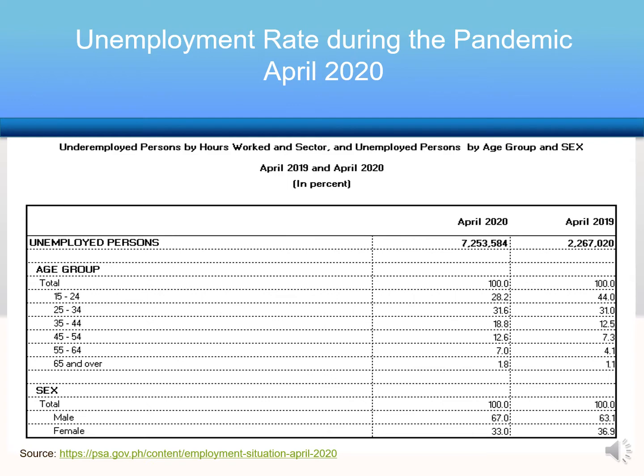The figure rose from 5.3% in January and 5.1% a year ago, which meant an additional 5 million people without work. This is a record high in the unemployment rate, reflecting the effects of the economic shutdown to the Philippine labor market due to COVID-19. As we can see in the table, two-thirds of the unemployed are males while the rest are females.